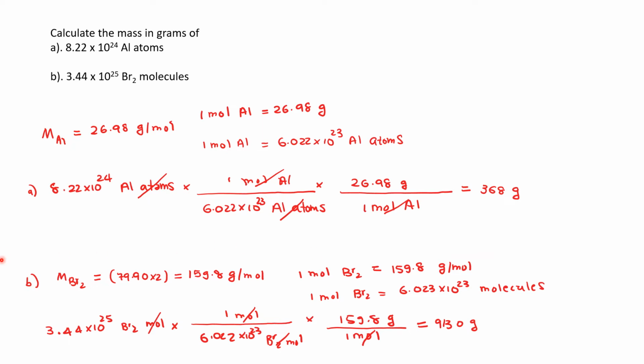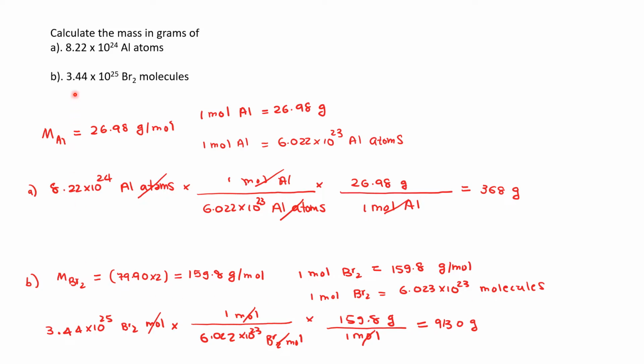So part B, we do the similar thing, and we are going to find out the molar mass of Br2 molecule. You know Br2 is a diatomic molecule, so we have to multiply 79.90 by 2. That makes your molar mass to this. So these are the two information you are going to use in your dimensional analysis. From this you can see 1 mole of Br2 weighs 159 grams and 1 mole of Br2 has 6.023 times 10 to the 23 molecules.